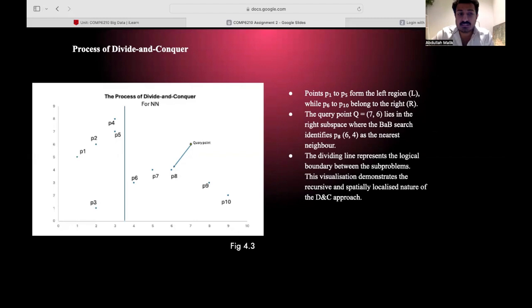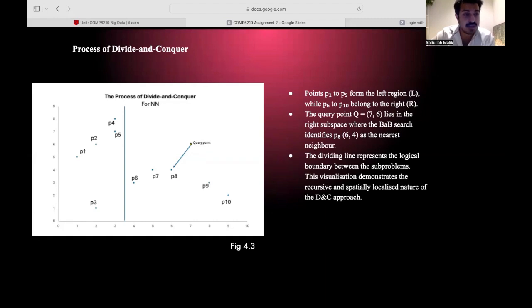Here we see the divide and conquer approach for the same nearest neighbor problem. The dataset is split along the vertical line shown in the middle, dividing points into two subsets: the left region, which contains P1, P2, P3, P4, and P5, and the right region, which contains P6, P7, P8, P9, and up till P10. The query point Q falls on the coordinates 7 and 6.